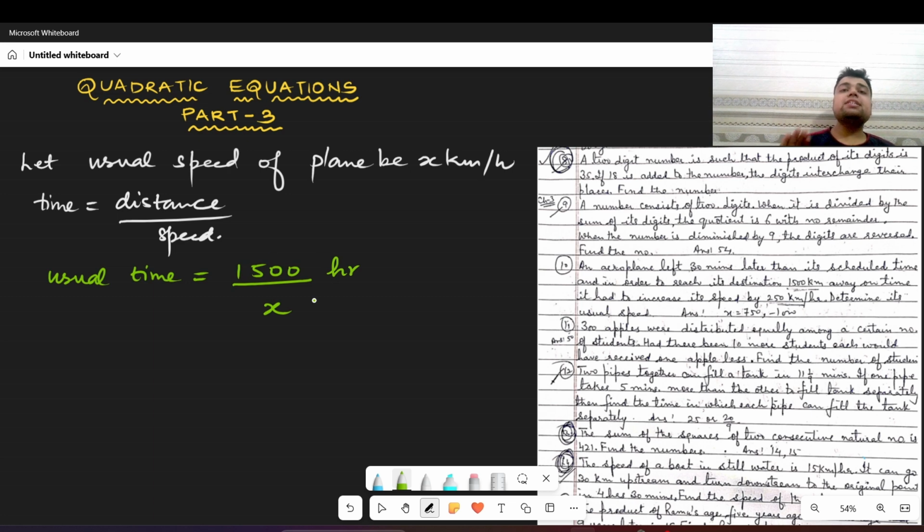Now it is 30 minutes late, right? So it needs to increase its speed by 250 km per hour. So the new time of reaching the destination is 1500 upon x plus 250. And what is the difference between them? The flight reaches its destination on time. That means you can say the distance is the same, right? And the time difference should be 30 minutes only, because that is why it is saying that it took 30 minutes later, right? So we will subtract them and it should be equal to 30.